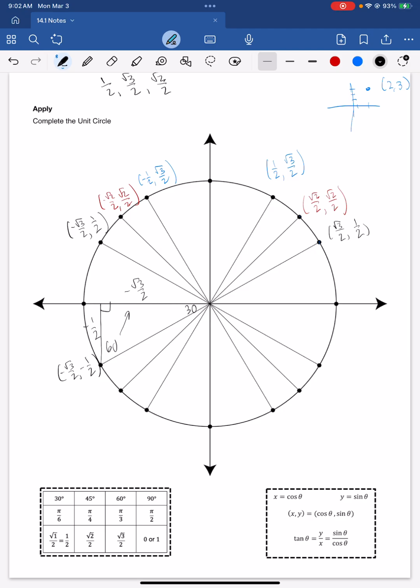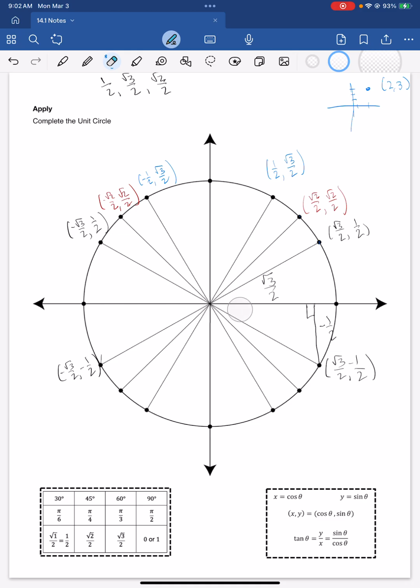All right. And we could actually finish up this one over here. This is 30. Draw this down. So our y value would be negative because we're going down. And then our x value right here would be positive root 3 over 2. So when we write this, it'd be positive root 3 over 2, comma, negative 1/2 would be our coordinate point there.